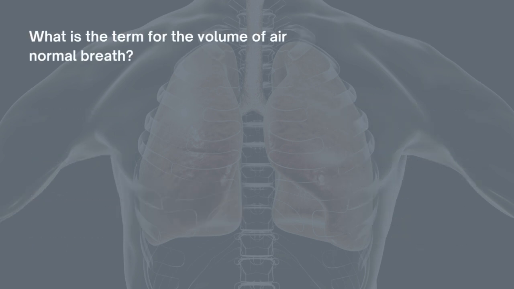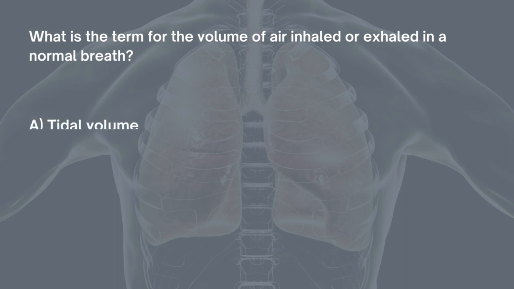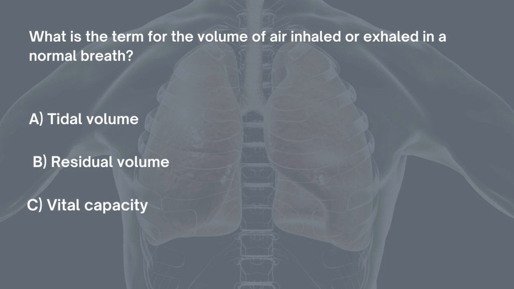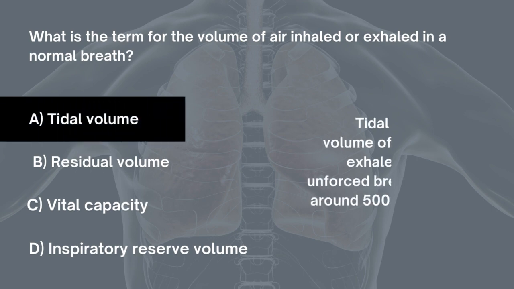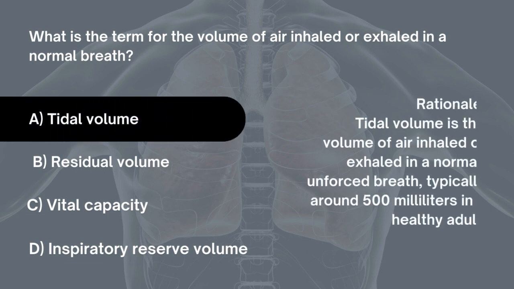What is the term for the volume of air inhaled or exhaled in a normal breath? A. Tidal volume. B. Residual volume. C. Vital capacity. D. Inspiratory reserve volume. Rationale. Tidal volume is the volume of air inhaled or exhaled in a normal, unforced breath, typically around 500 milliliters in a healthy adult.